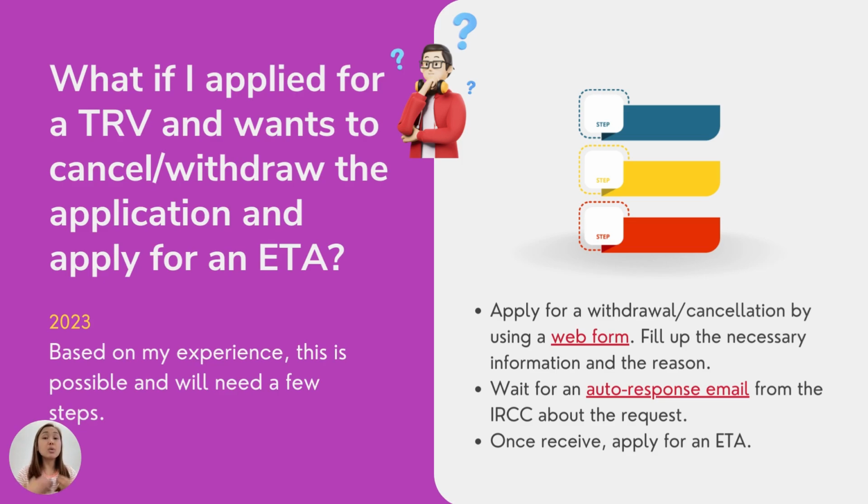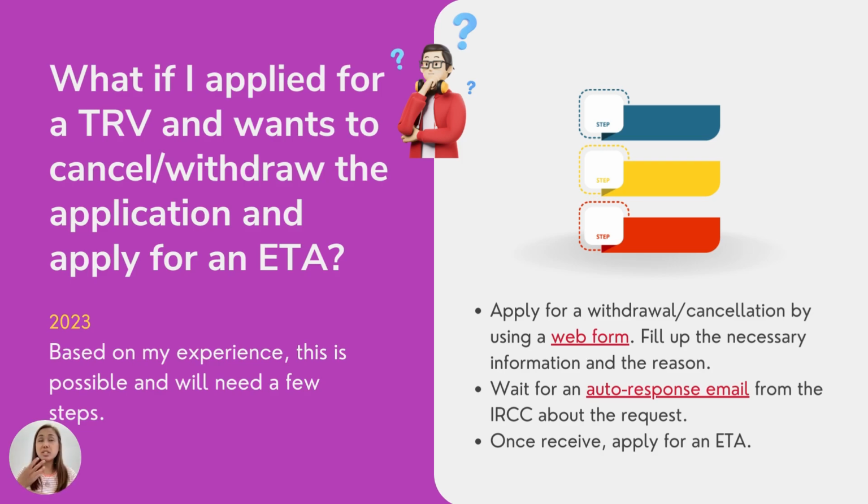Okay, so this is my own experience. As I mentioned earlier, I applied for a TRV. So what if you applied for a TRV and want to cancel or withdraw the application and apply for an ETA? In my case, I applied for a TRV last April, and it had been a month and a half after I completed my biometrics. I was waiting for a couple of weeks, and my flight is very soon. So I decided to cancel my application and go for an ETA, since I am eligible to apply for an ETA. Based on my experience, you have to go through several steps before you can finally do the ETA.